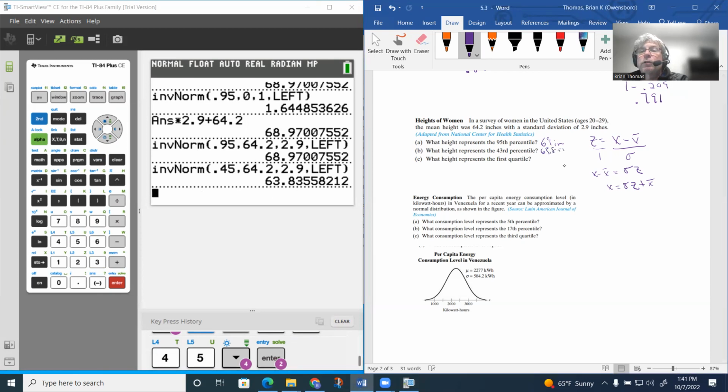63.8 inches. So again, the mean is 64.2. Remember, the 50th percentile would be halfway. So 43rd percentile is kind of close to halfway. So we should be kind of close to 64.2 if we think in those terms. So again, we're talking about normal distribution and all that. So it kind of goes into play that way.